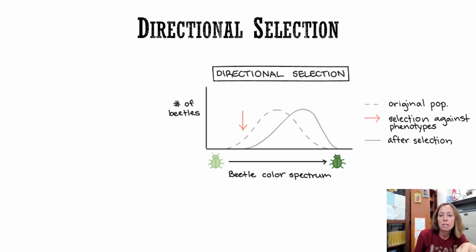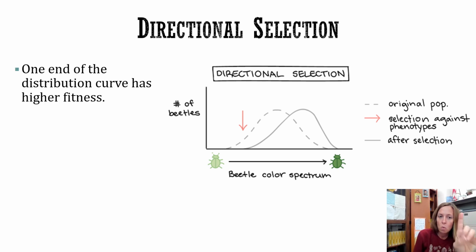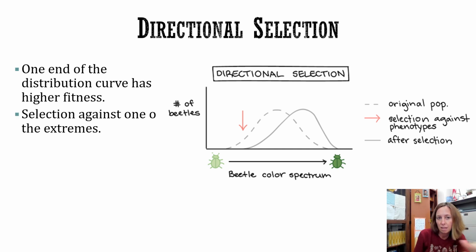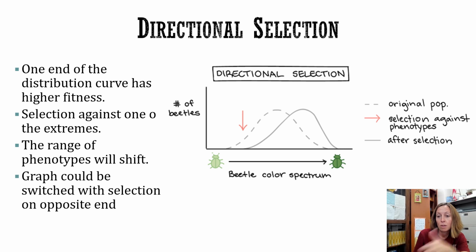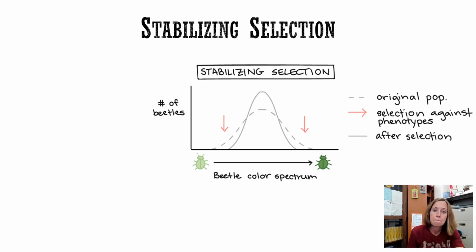So directional looks like this. I would draw this graph. One end has a higher fitness curve than the other. The selection is against one of the extremes, and the range will shift. The graph could be on opposite ends.